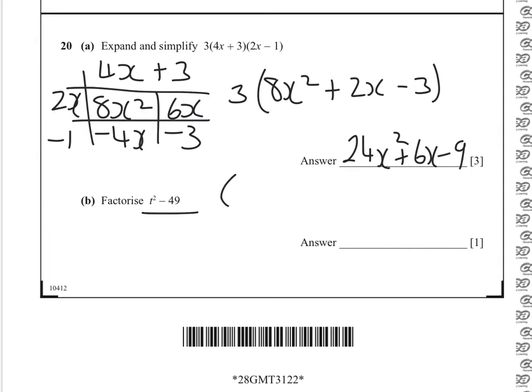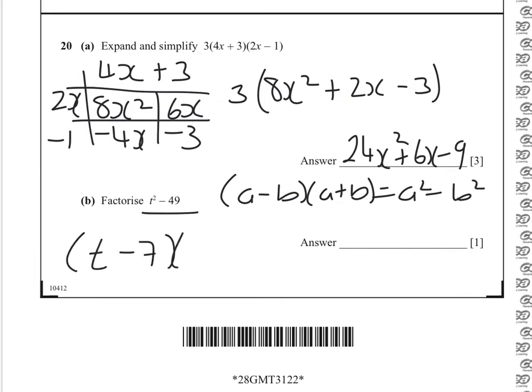This is the difference of two squares, so a minus b times a plus b is a squared minus b squared. So whenever we factorise that, we're going to have t minus 7 upon t plus 7.